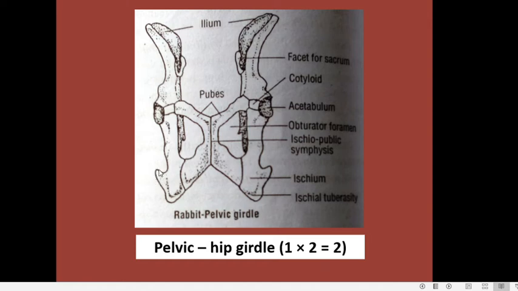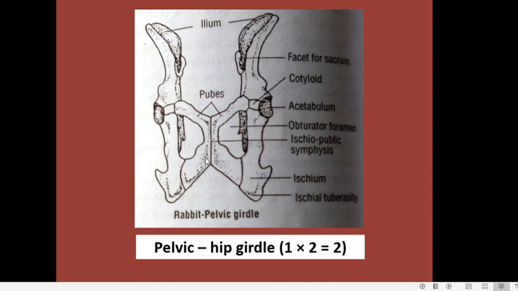This tuberosity is called the ischial tuberosity, which is located on the posterolateral side, and it is somewhat like a hook and it has forward and backward projections. So this is called the ischial tuberosity. You can see a region where the ischium and the pubis meet, and this is called the ischiopubic symphysis. So this region is called the ischiopubic symphysis, where the pubis and the ischia meet. So this finishes the structure of the pelvic girdle.